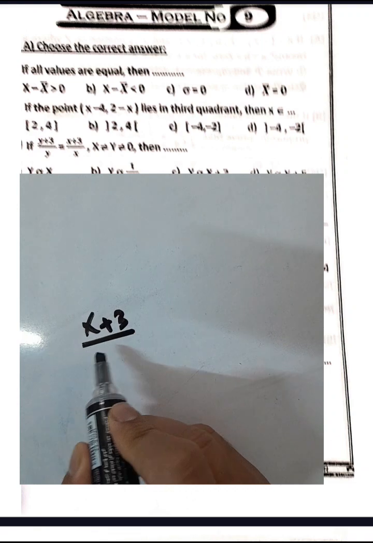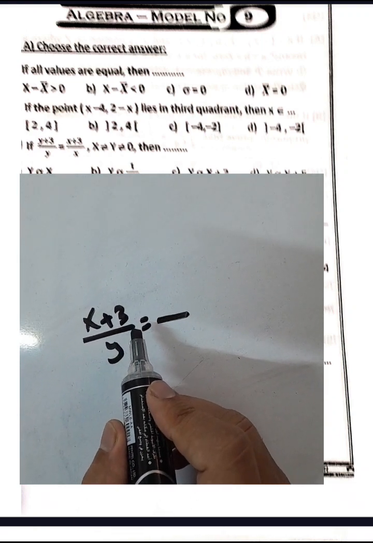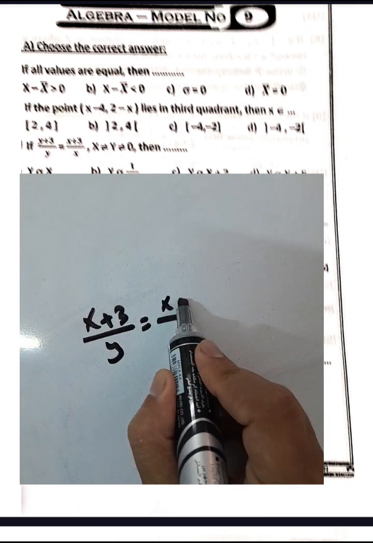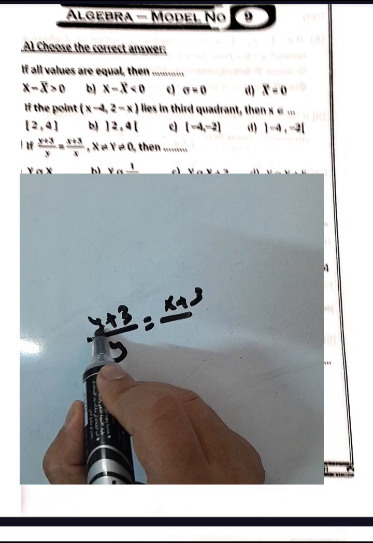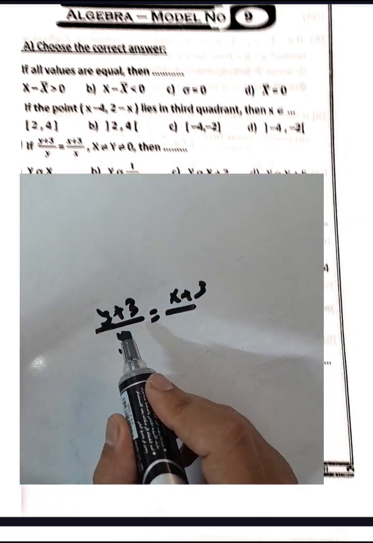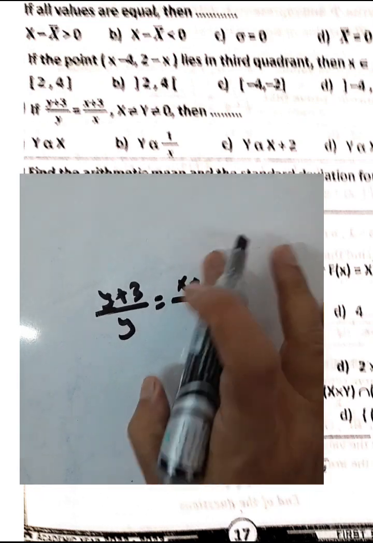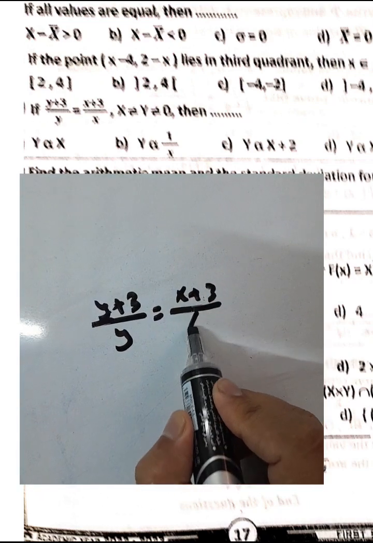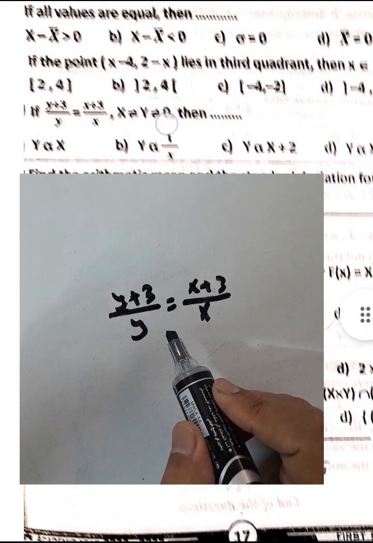Question letter C. If (x plus 3) over y equals (y plus 3) over x. Sorry, it was y, it's not clear. Okay, my students: (y plus 3) over y equals (x plus 3) over x. We want to find the relation between x and y.